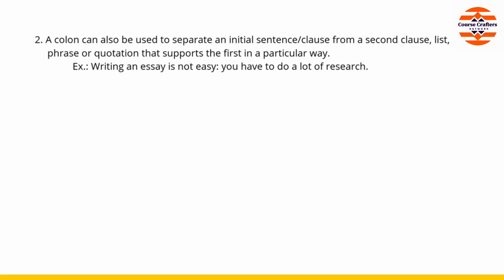The second way of using a colon is to separate an initial sentence, in other words a clause, from a second sentence, list, phrase, or quotation that supports the first in a particular way. So here we have an example that I'm going to read for you. Writing an essay is not easy, colon, you have to do a lot of research. As you see, after 'writing an essay is not easy', I have a colon, and then I have the second sentence, 'you have to do a lot of research.' These two sentences support each other. The second part of the sentence supports the first part. And this is one way of using a colon.